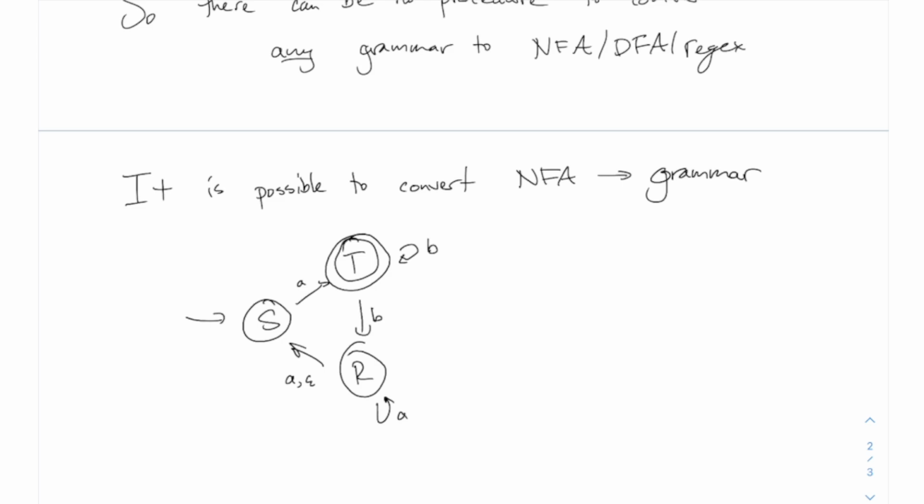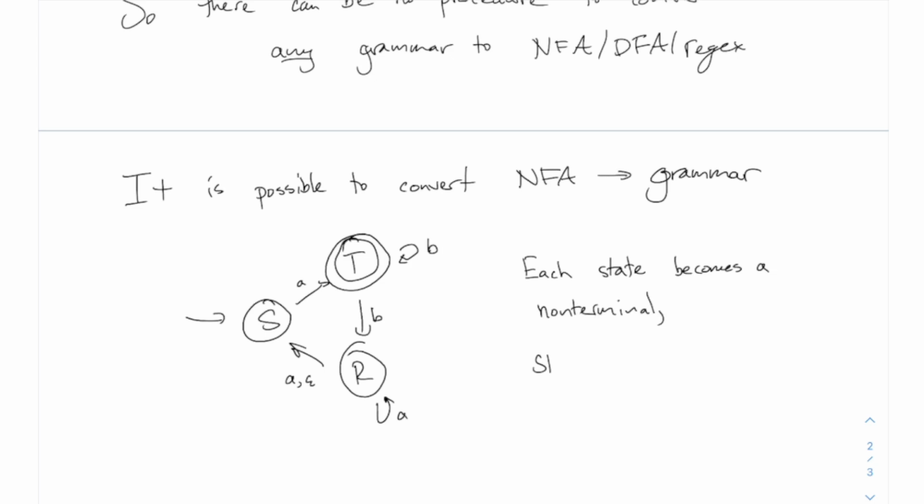You can do the same thing on a DFA, because a DFA is also an NFA. So the idea here is each state of my NFA becomes a non-terminal symbol in the grammar. Each state becomes a non-terminal.